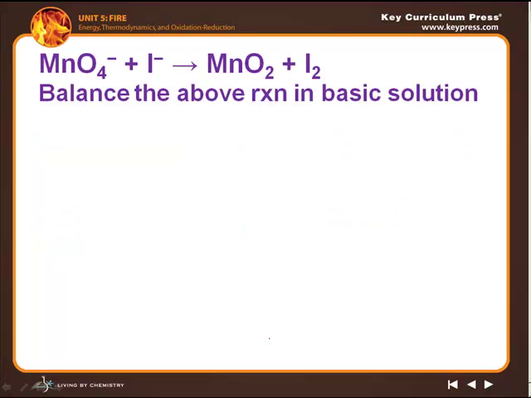So this is a different equation now to try to balance using the rules of balancing redox equations that we just used. You want to complete this reaction for practice.